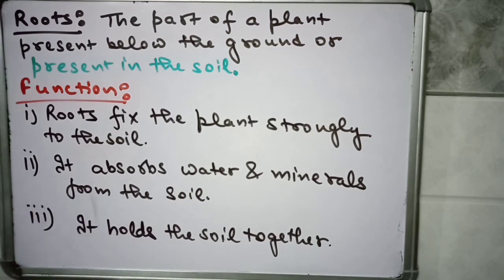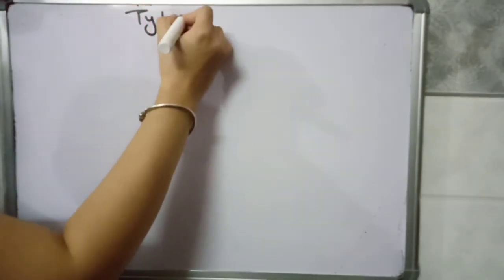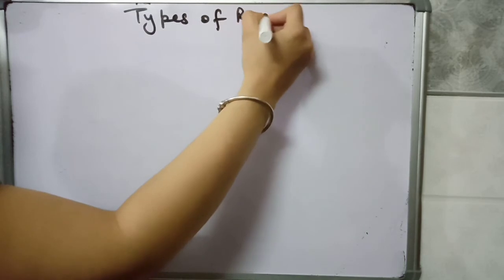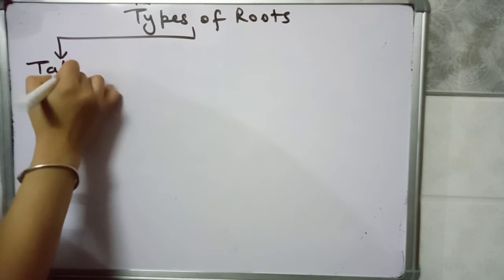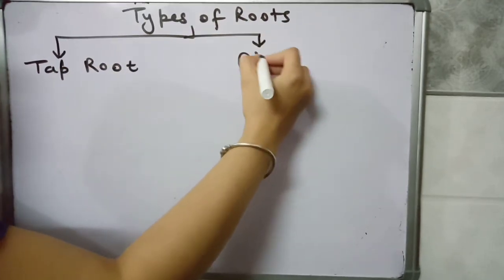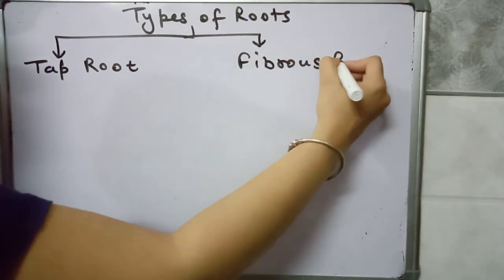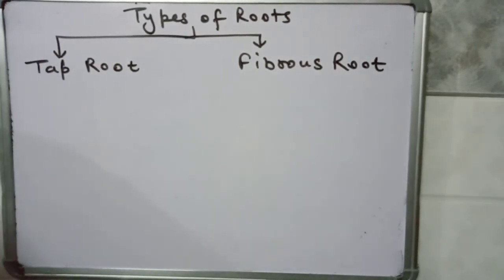Next we are going to discuss the types of roots. There are two types of roots. First is taproot, and the second one is fibrous root. So what is the difference between them?